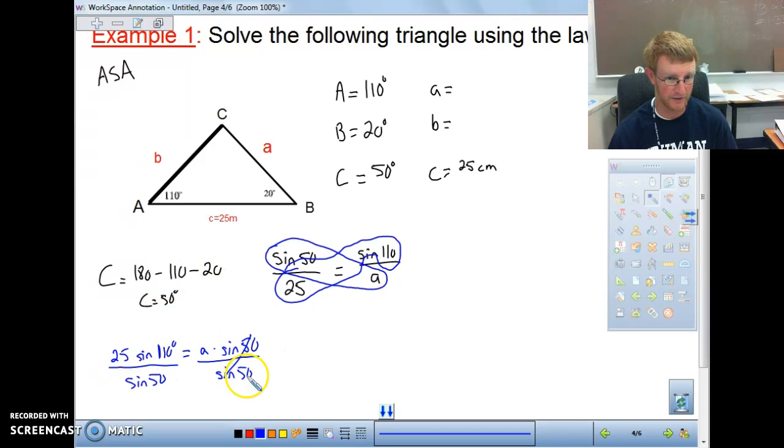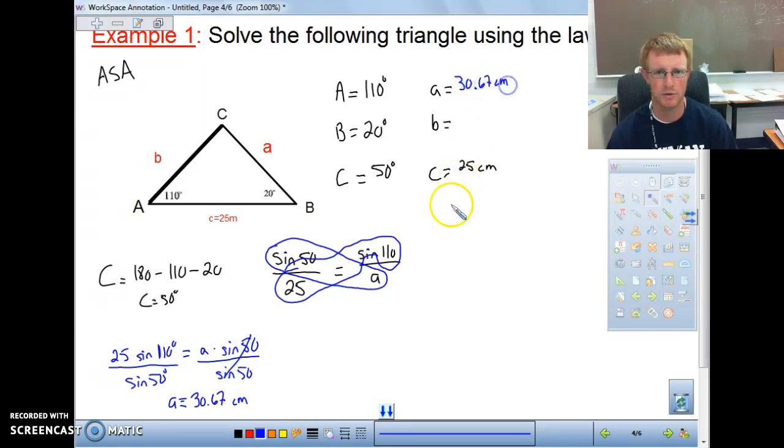The sines of 50 cancel out. That's the whole point of dividing by it, is to get rid of it. And then in our calculator, we can put in 25 sine of 110 degrees divided by the sine of 50 degrees, and that's what A is equal to. If you put that in your calculator, A is equal to 30.67 centimeters. So that's what we can put up here, 30.67 centimeters.